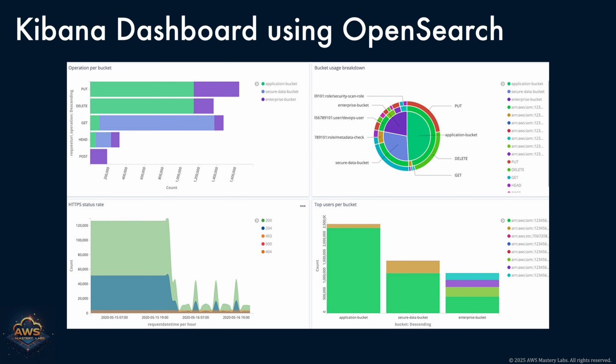To gain real-time visibility into Amazon S3 usage and access patterns, server access logs can be ingested into OpenSearch and visualized using a Kibana dashboard. The process begins by configuring S3 server access logging for the target bucket. Here, an administrator specifies a destination bucket where all access logs will be stored automatically.